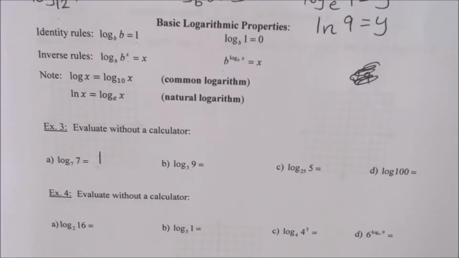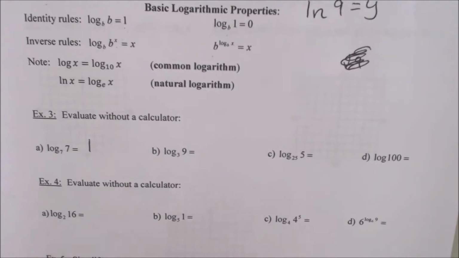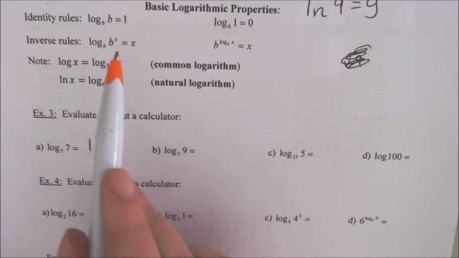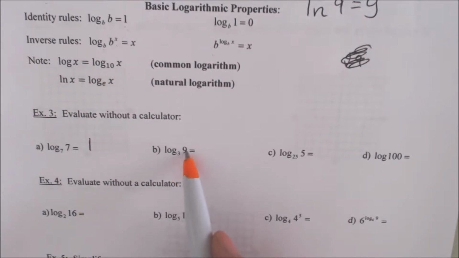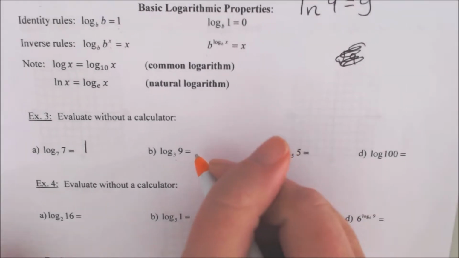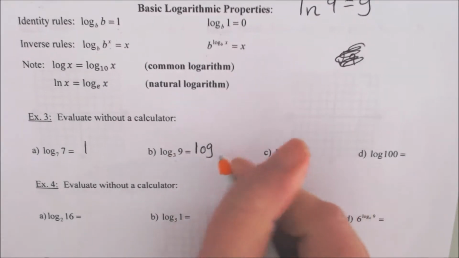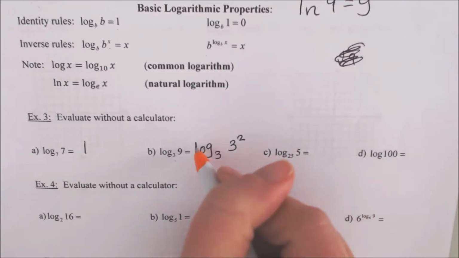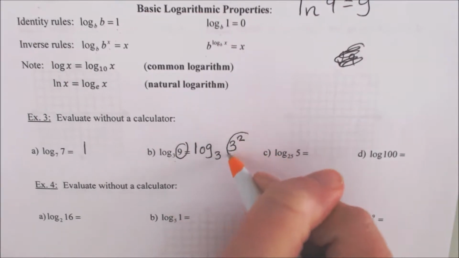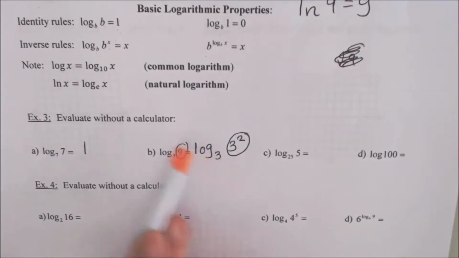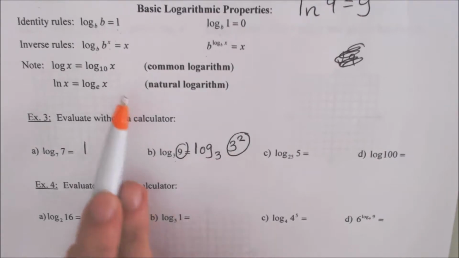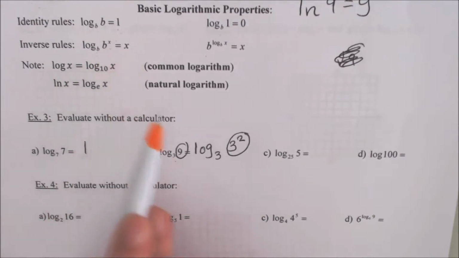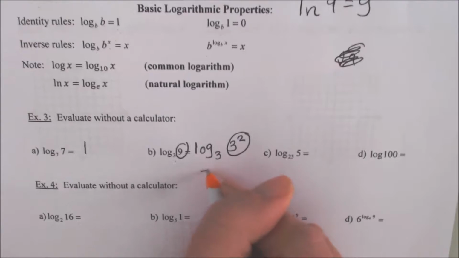Letter B, log base 3 of 9. If I could rewrite 9 as a power of 3, I would be able to apply this inverse rule right here. You notice that 9 is a power of 3. So I'm going to rewrite this as log base 3 of 3 to the second power. Make sure you see what I've done. I replaced the 9 with 3 squared. And why does that help me? Because the base and the argument are the same, so I can apply this rule right here. Log base b of b to the x just simplifies to x. So what is this going to simplify to now? That would be 2.